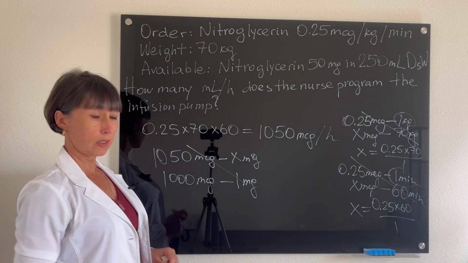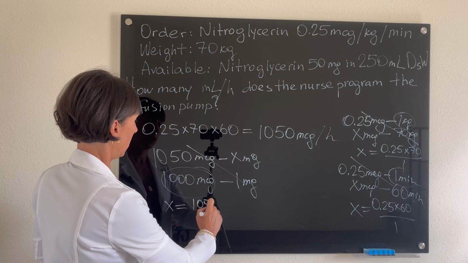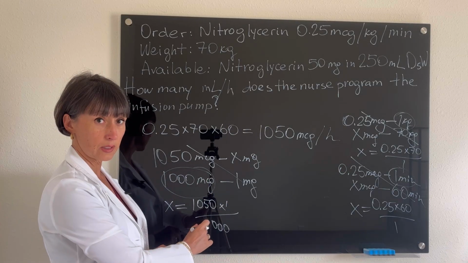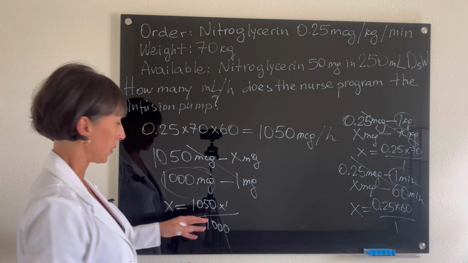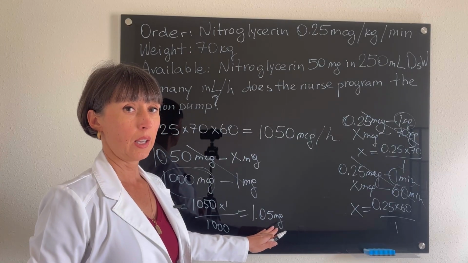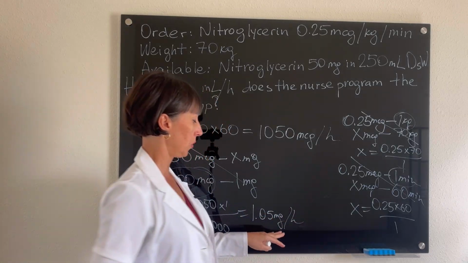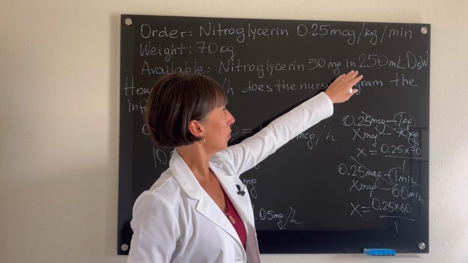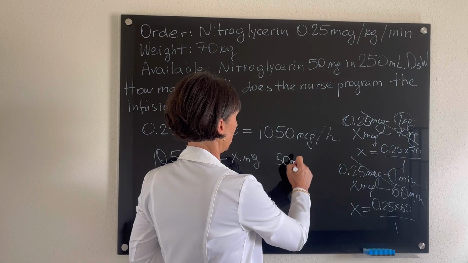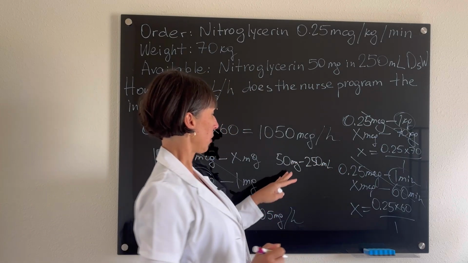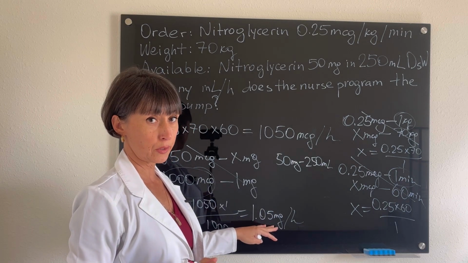I'm multiplying on diagonal and dividing by the third number. And I get that my X equals 1050 times 1 divided by 1,000. And you can see that it shows you right away, yes, all you do is 1050 divided by 1,000. So I found 1.05 milligram equals to this number of micrograms that I calculated per hour. So this many milligrams per hour patient will be receiving. Now I just need to plug it into my concentration, 50 milligram per 250 milliliters. And I'm writing 50 milligram is 250 milliliters. I need to find 1.05 milligram.